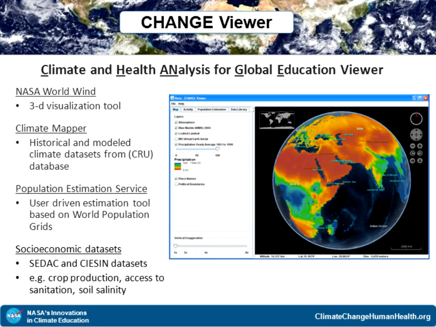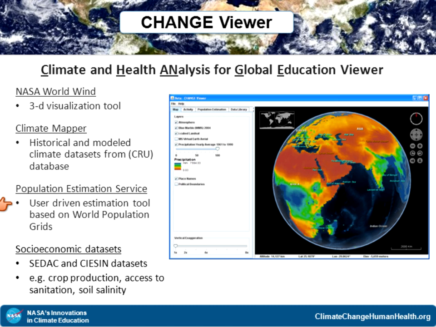So the Change Viewer is really a three-dimensional visualization tool. It's based on Geographic Information Systems, or GIS, and it's pulling in different data sets from different ClimateMapper tools, and looking at historical precipitation patterns, as well as modeled climate data. That's based on different climate change scenarios that have been conducted and converted into geospatial data.